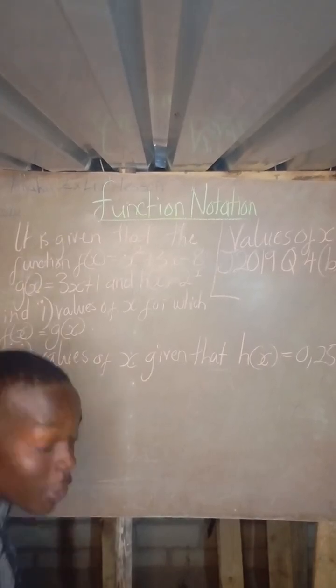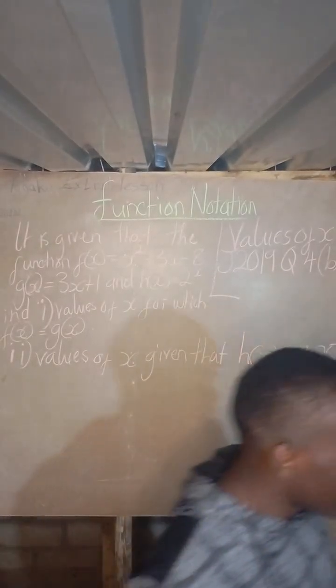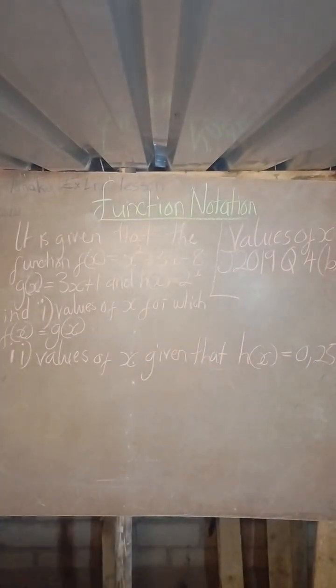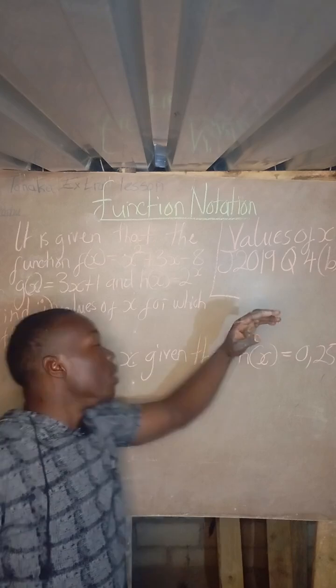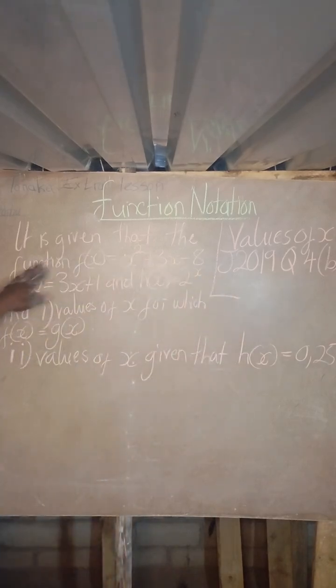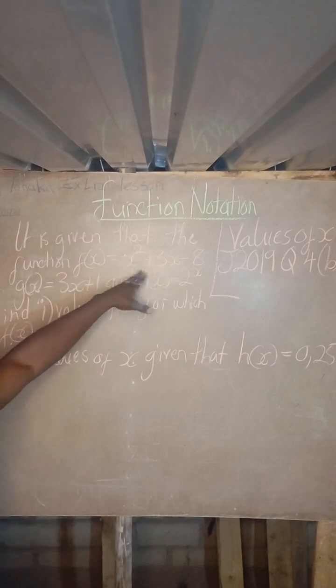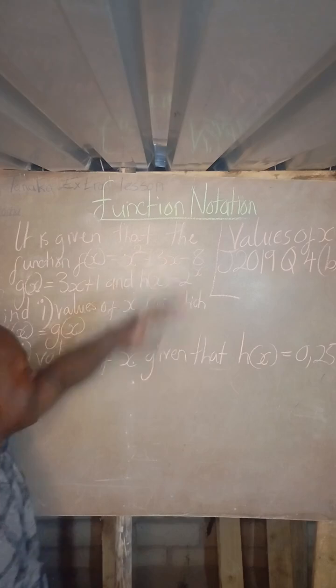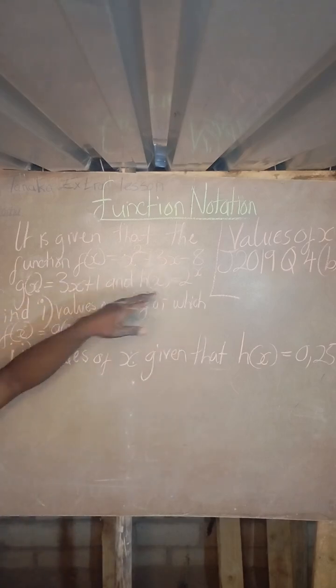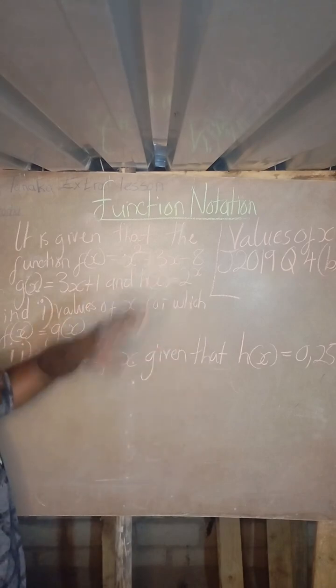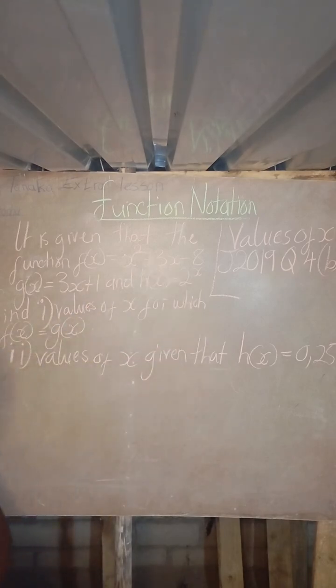Okay, so that is what you're waiting for, the part 2 function notation. This is June 2019 question 4b. It is given that a function f of x is equal to x squared plus 3x minus 8. Now, g of x is equal to 3x plus 1 and h of x is equal to 2 to the power of x.